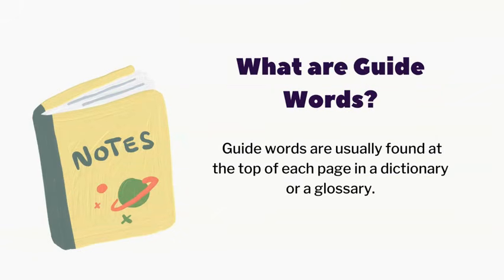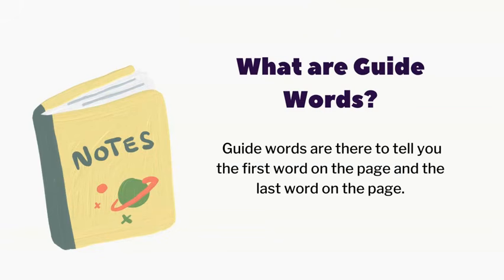So, the first thing you might be asking is, what are guide words? Well, guide words are usually found at the top of each page in a dictionary or a glossary. So you've learned that a dictionary is a book of words that will tell you how to spell a word, give you the meaning of a word, and tell you whether it's a noun, a verb, or an adjective. And you've learned that a glossary is like a miniature dictionary at the back of a book. And so to know if you are looking on the right page, you would use the guide words. And like it said, they are found at the top of each page.